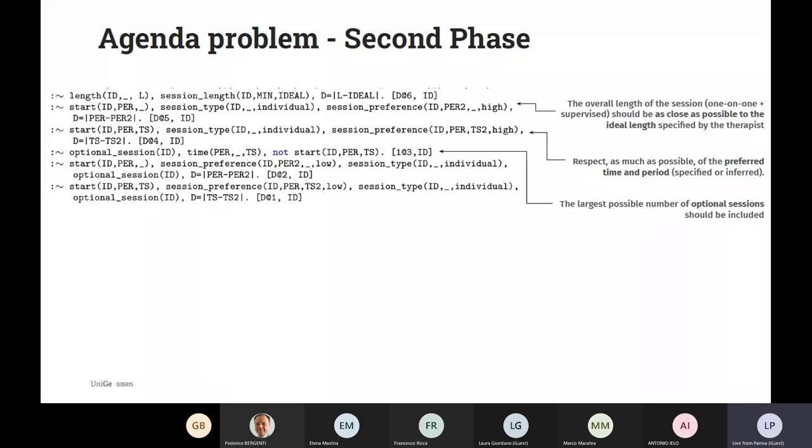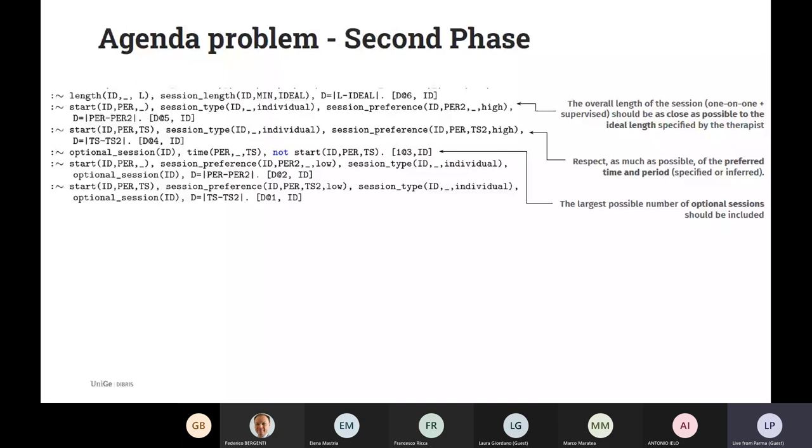And then also optional sessions: you should try to take the largest amount of sessions possible, because maybe the coordinator says you have to do one session, of course, but if you do two, it's better.